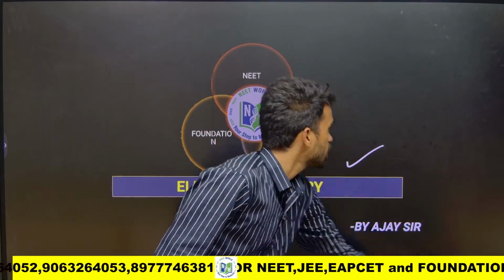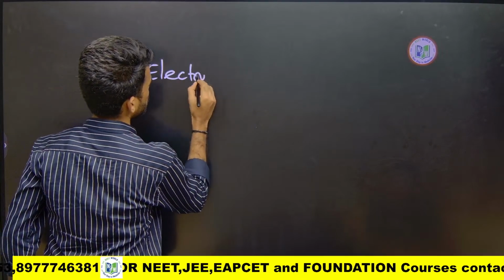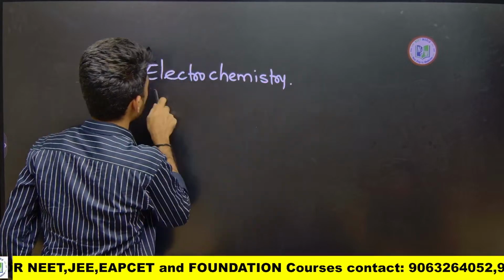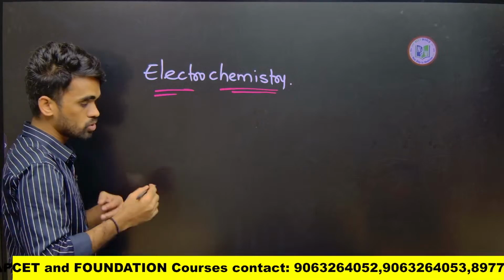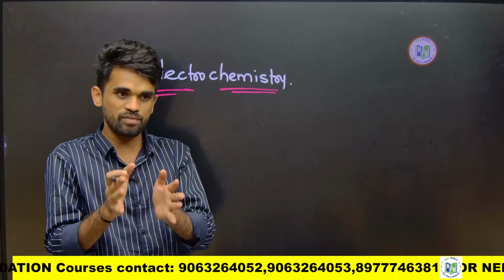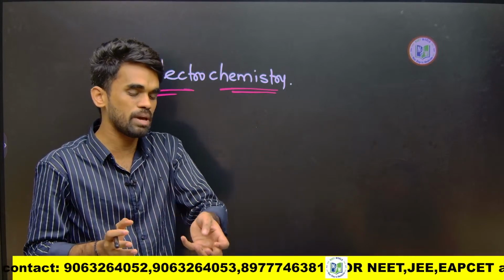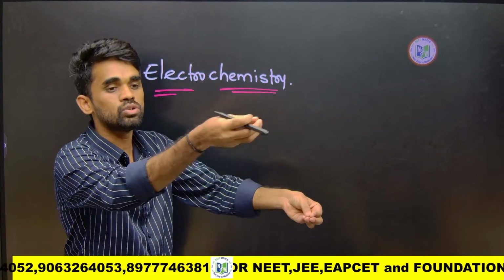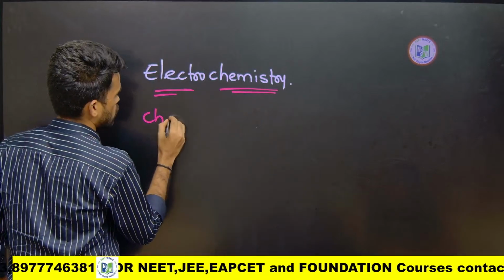So what exactly is electrochemistry? Here, using chemical reactions, generally spontaneous reactions, it means there are some set of reactions like redox reactions. During this redox reaction some amount of chemical energy is released, and that energy will be converted into electrical energy. So what we are doing is using chemical reactions.